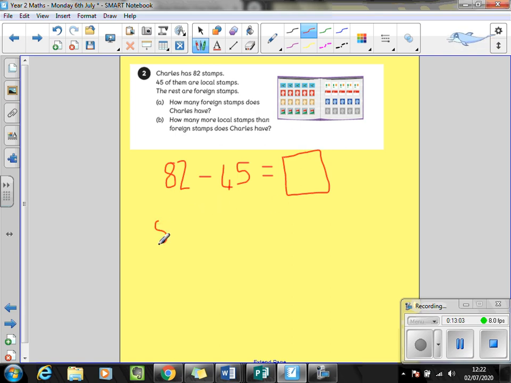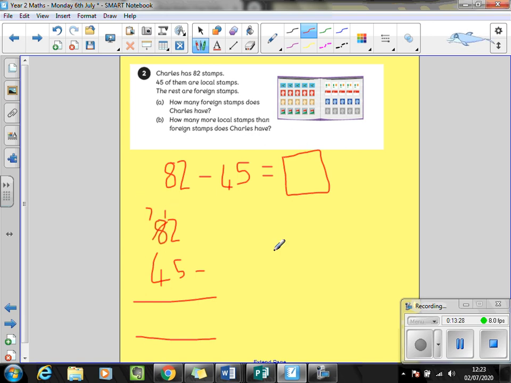Now again, the strategy I would encourage you to be using is the column method. So I'm going to demonstrate it. 82 take away 45. Okay, again, this is one of the tricky ones because we have to regroup. So 2 take away 5 we can't do. So we're going to borrow a 10 from the tens column. So the 8 becomes 7 tens. And then the 2 with an extra 10 becomes 12.